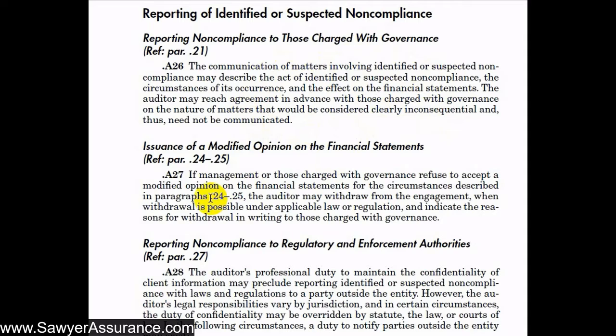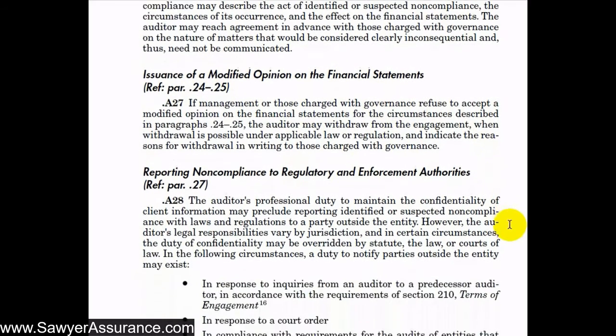Also, we had the possibility of issuing a modified opinion on the financial statements. So we could issue a qualified or an adverse opinion, depending on the circumstances. So if it says that management or those charged with governance refused to accept a modified opinion on the financial statements for the circumstances described in the requirements that we just went through, then we may withdraw from the engagement when withdrawal is possible under the applicable law or regulation, and indicate the reasons for withdrawal in writing to those charged with governance. So if it turns out we need to make a modified opinion, but management and governance disagree or won't accept that determination, then we might need to withdraw from the engagement entirely.